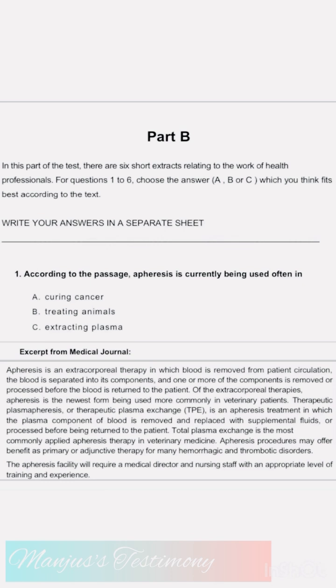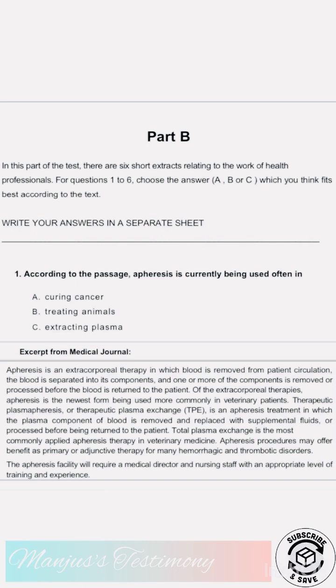So let's see the first one. According to the passage, apheresis is currently being used often in. As I told you, in Part B I prefer to read the options first before going to the text. The first is curing cancer, the second option is treating animals, and C is extracting plasma. Now let's read the extract. This is content extracted from a medical journal, so let's read it.